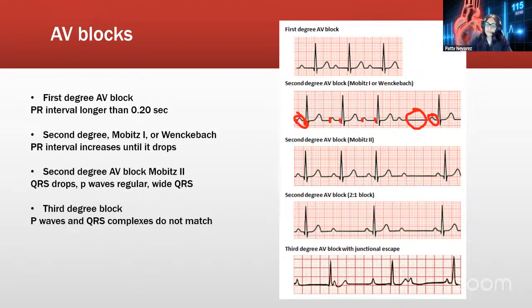So the characteristic of this particular block, Wenckebach, we can identify it: the PR interval gets longer, longer, longer, and drops.